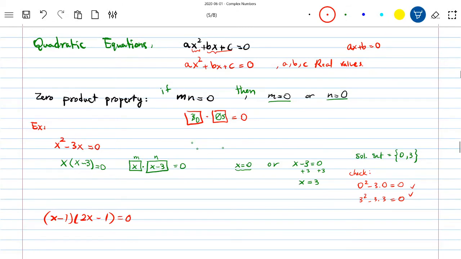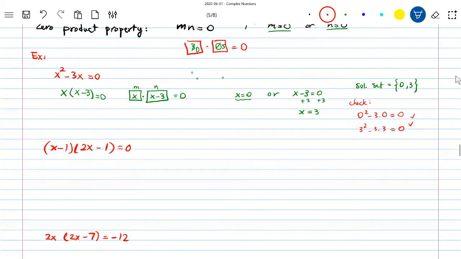How about if we have something like x minus 1 times 2x minus 1? It's very similar. As long as you have a product of two terms, two parentheses, you can look at each parentheses and say, this is a box, that's another box, multiplied by each other, equal to 0. So this is a number m, that's a number n. It's not necessary to write m and n. I just wanted to compare it to the original zero product property. So you can use that.